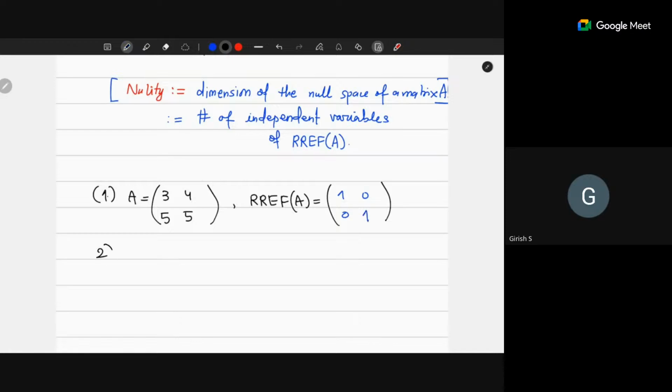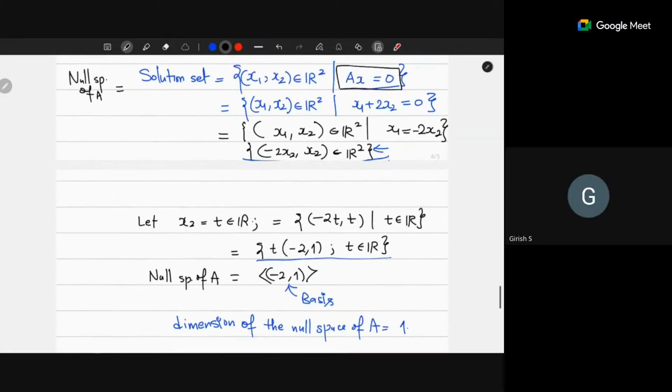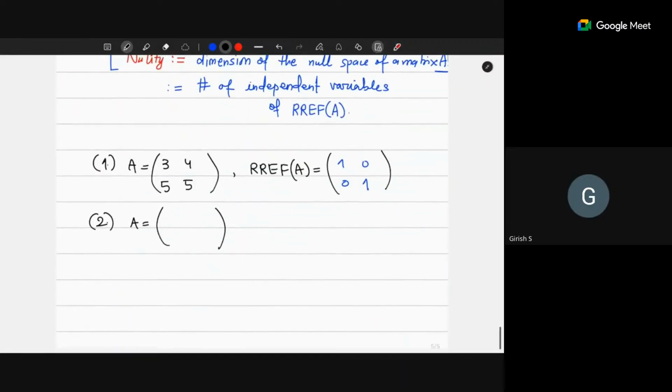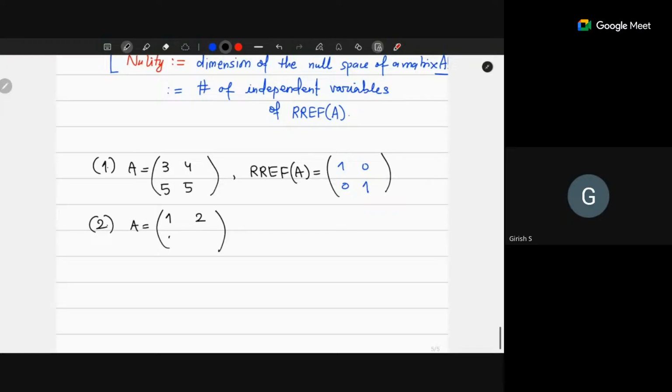And in the second example, our matrix was 1, 2, 3, 6. And the row reduced echelon form of this is 1, 2, 0, 0. All right. So now let me make some space.